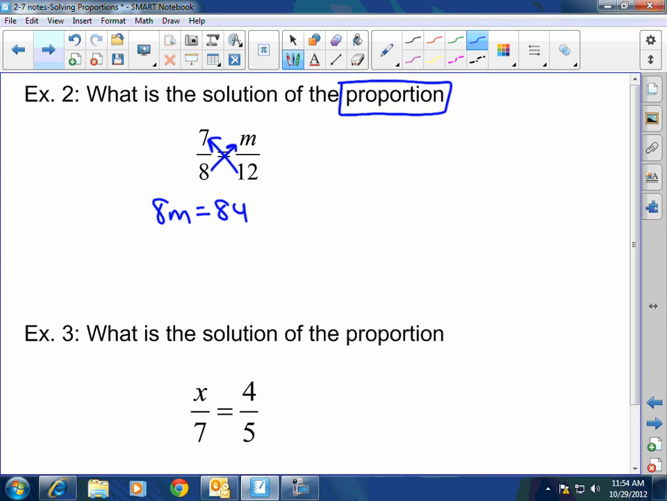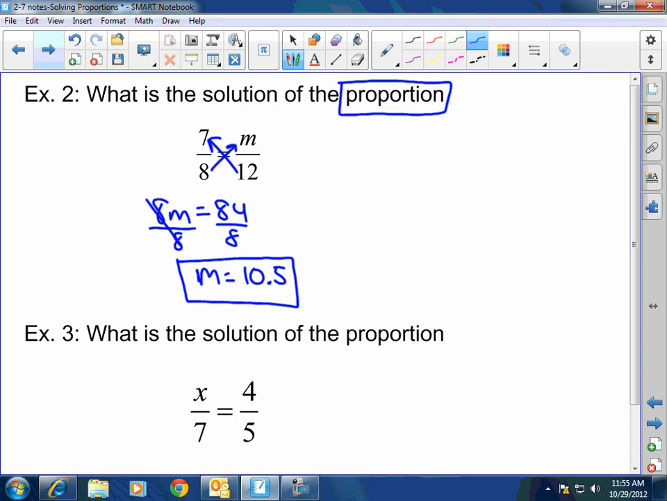I want to solve for m by dividing. I'm dividing because I'm canceling out multiplication. So I divide 8 to both sides, and m will equal 10.5. You are done. I promise. It's that easy.